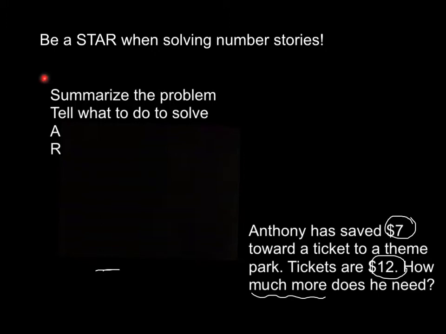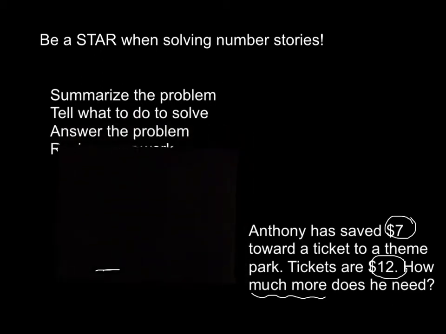Okay, let's look back at how to be a star. We summarized, we told what we need to do to solve. The A stands for answer the problem. Okay, well let's actually solve it. We're subtracting. We know tickets cost $12, minus 7 is what he has. So our answer is $5.